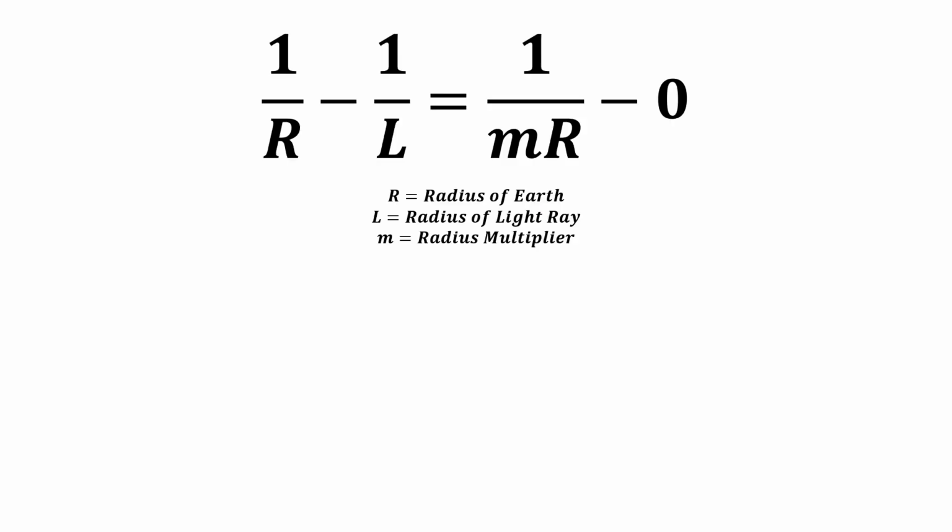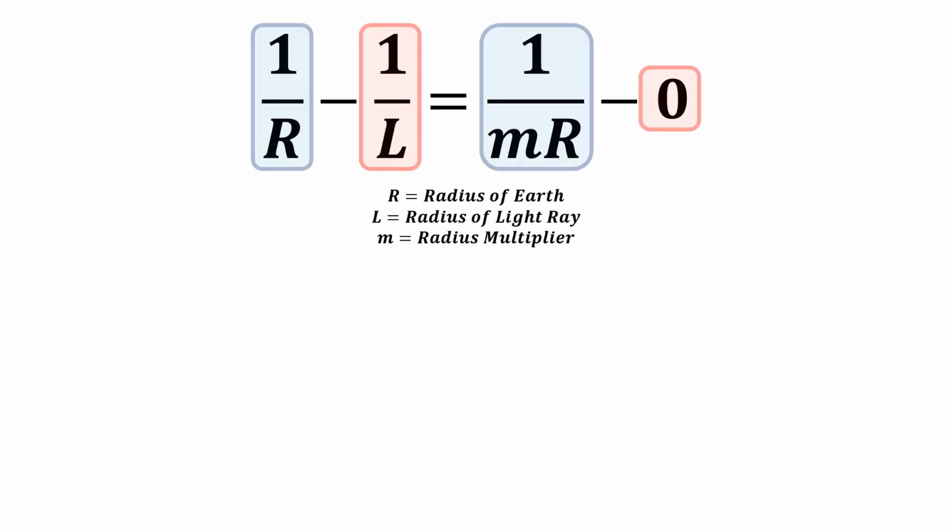So if anyone is interested in the math behind this, here it is on screen. So remember, we're trying to maintain the relative curvature between the two curves. So let's start on the left side. To get the relative difference in the curvature, we start with the curvature of the Earth which is 1 over the radius, which we've called r, and take away the curvature of the light ray, which is 1 over its radius, which we've called L. So we do that and we get some number.